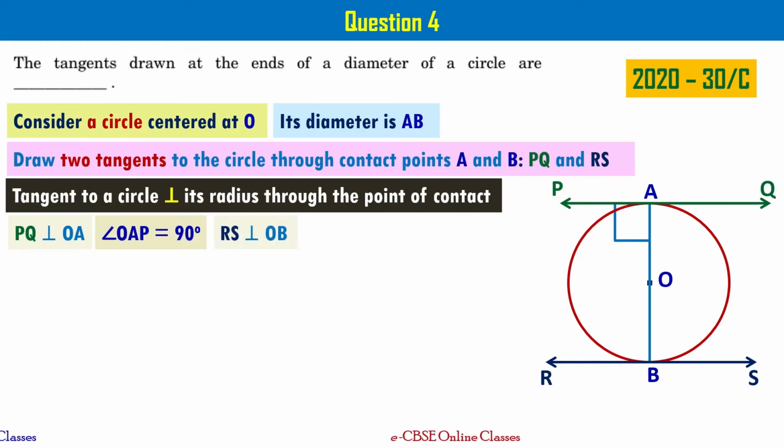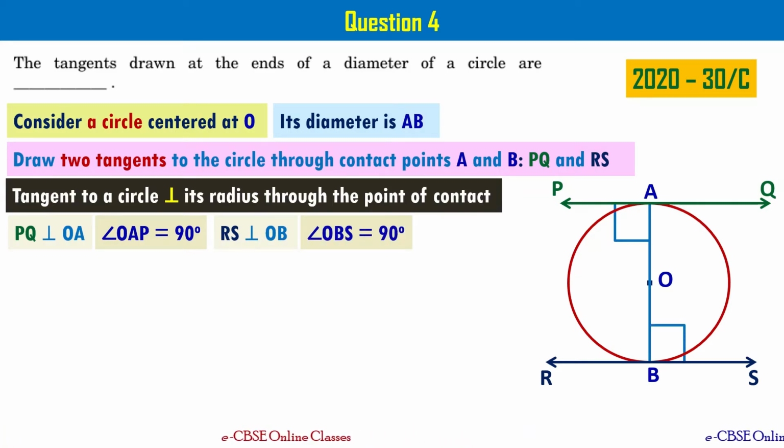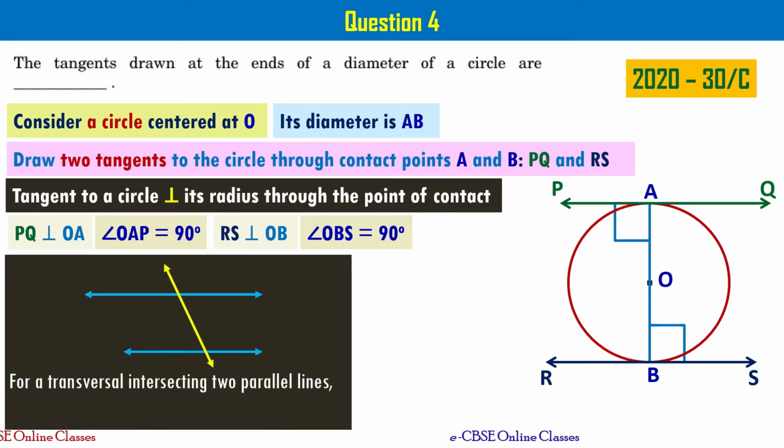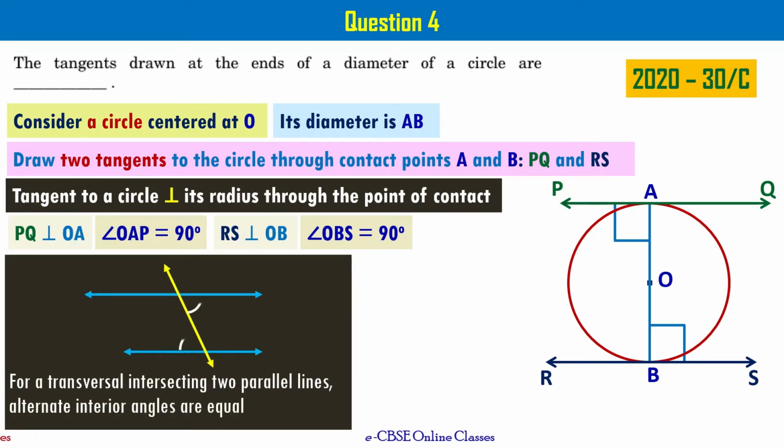Similarly, RS is perpendicular to OB. It means angle OBS equal to 90 degrees. You may recall that for a transversal intersecting two parallel lines, the alternate interior angles are equal, right? The converse of this particular statement can be as follows. When alternate interior angles are equal, the lines cut by the transversal are going to be parallel lines, right?